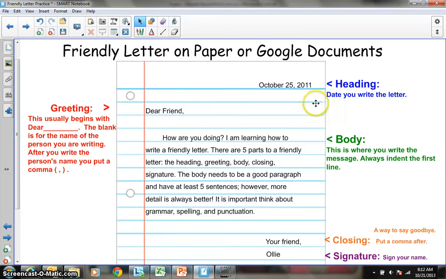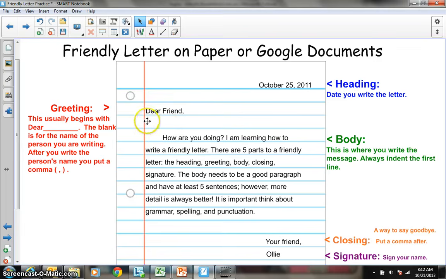In the first part, the heading, this is where you write the date. Notice that in the United States, we write the month first, then the day, followed by the year. Also, please notice that the month needs to be capitalized, and there needs to be a comma after the day and before the year. The greeting usually begins with "Dear," followed by the name of your friend and a comma.